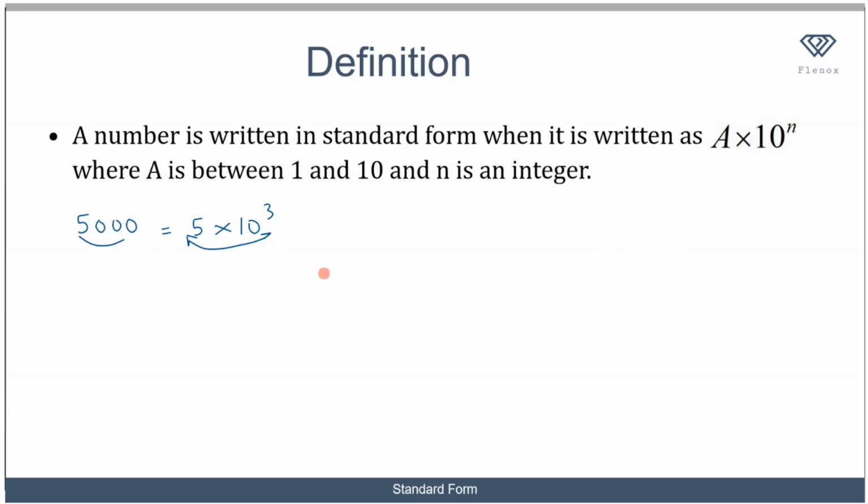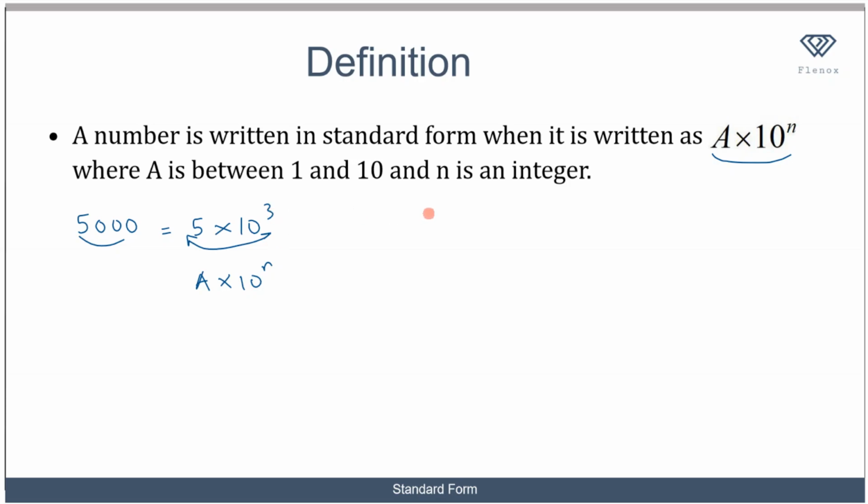And how do we know it's the standard form? Because it must be in this form: a times 10 raised by n. And what are the conditions? a must be between 1 and 10, and as you can see, 5 lies between 1 and 10. Similarly, n must be an integer. Integer means whole number like 1, 2, 3, minus 1, minus 5. Those are integers, and n is an integer.